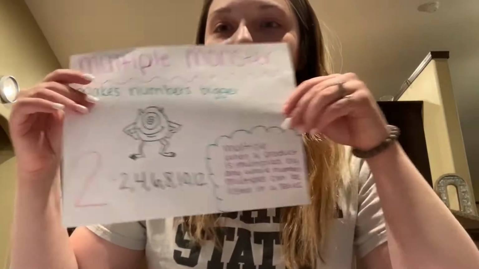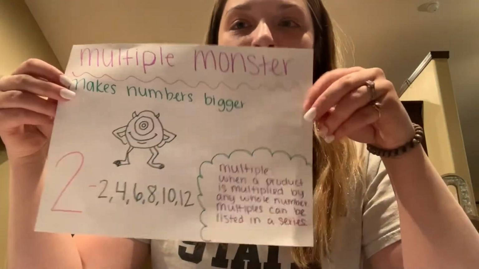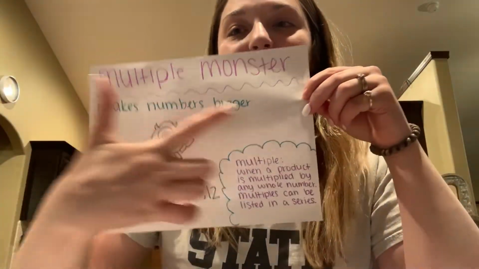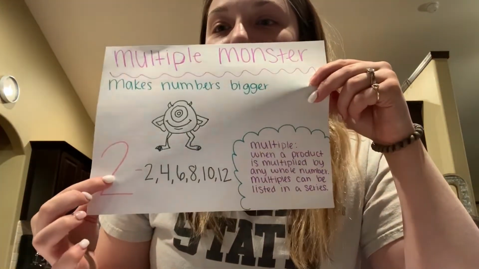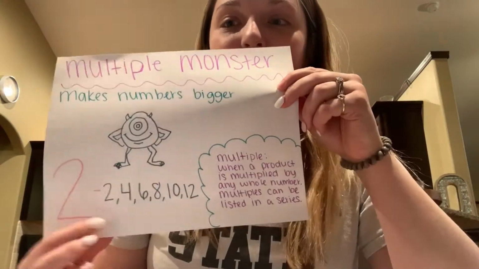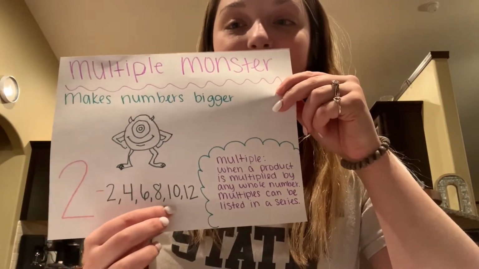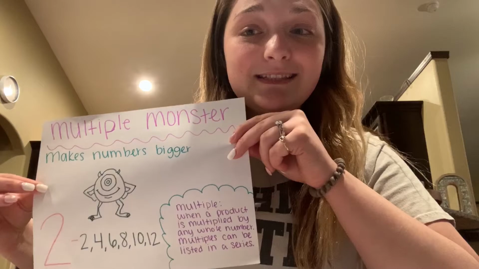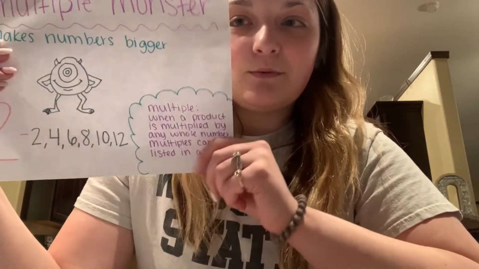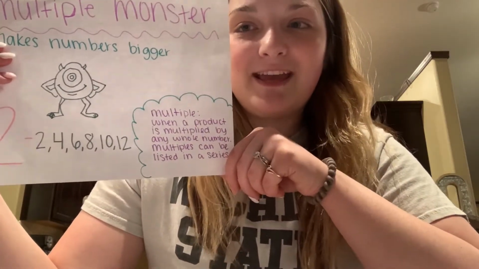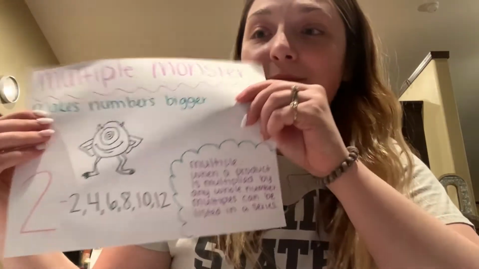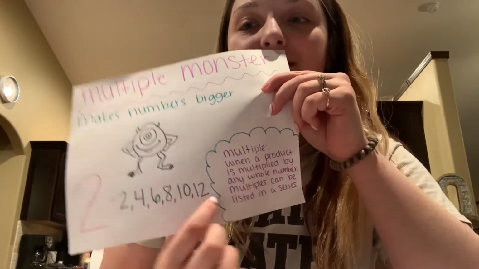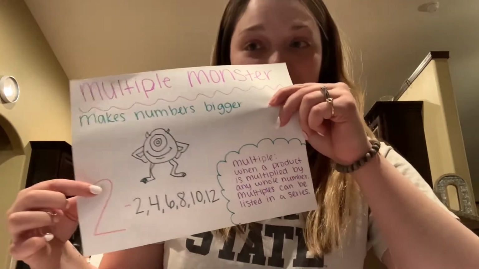Our other chart is our multiple monster. Remember this from yesterday? We make numbers bigger is what multiples are. We see our multiples of 2 are 2, 4, 6, 8, 10, and 12. Do we remember what a multiple is? It is when a product is multiplied by any whole number. Multiples can be listed as a series. Do we remember this? Look at this right here. It's our series of numbers that can be multiplied by 2.